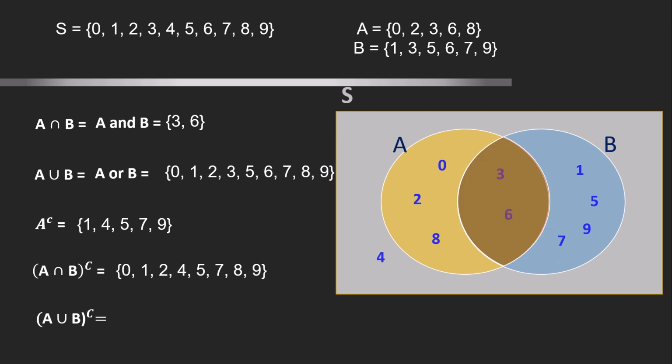Now, let me consider A union B complement. Okay, first we need to understand the A union B. What is the A union B? This. Right? So, how do we find the complement? Complement is the outside of this region, only 4. So that is the A union B complement.